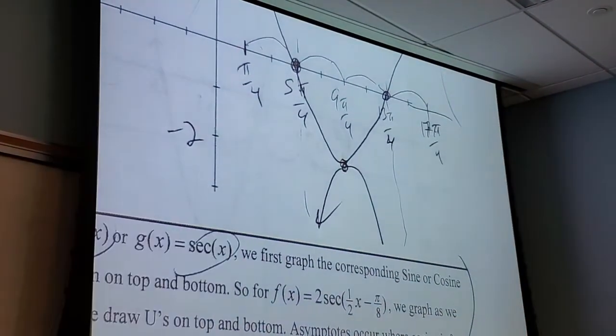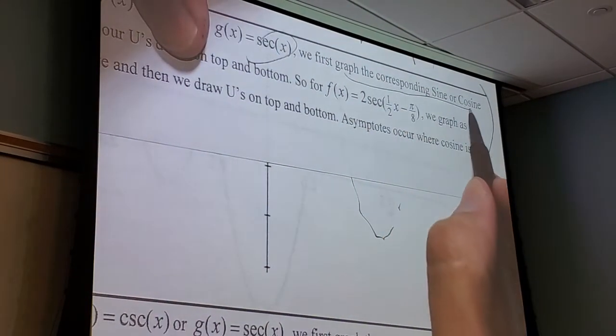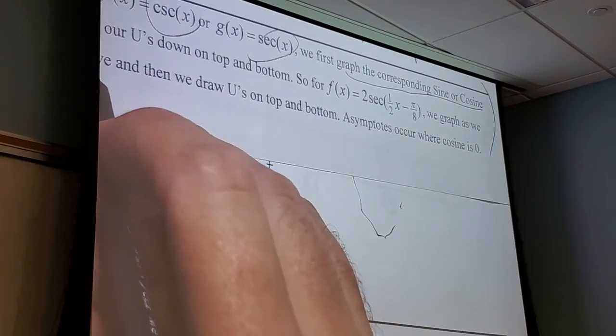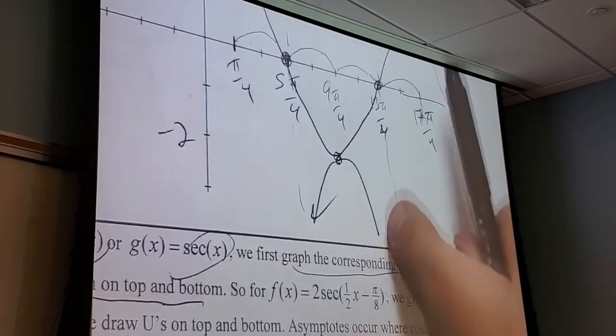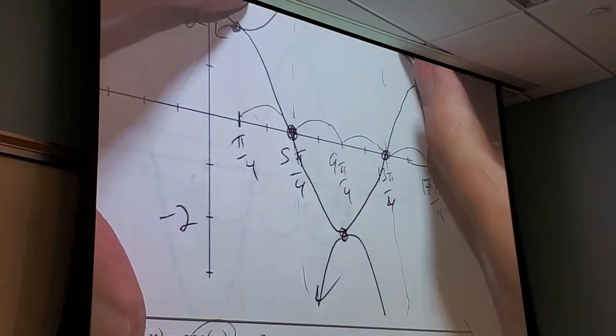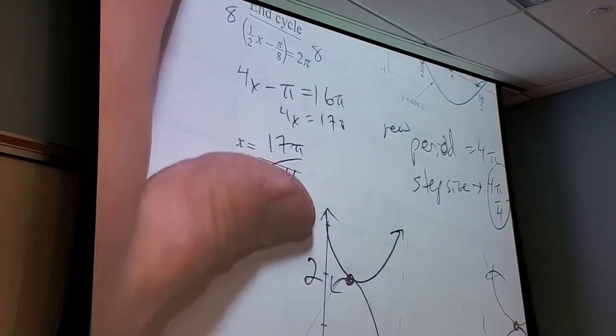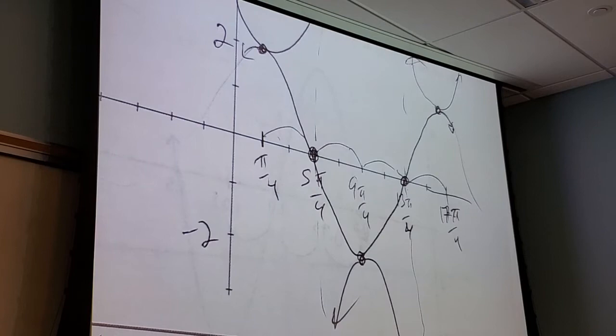And then it would look like this. So that's the great thing about secant and cosecant. If you just graph cosine or sine, and then put the little u's on the top and the bottom, you're done. There's nothing special about cosecant and secant. There's just one extra step at the end. So that's what I'm trying to say down here. First, graph the corresponding sine or cosine, and then plop our u's down on top and bottom. So you would just plop, plop, plop. So this would be secant. Okay, I like it. So it's just one more step at the end.